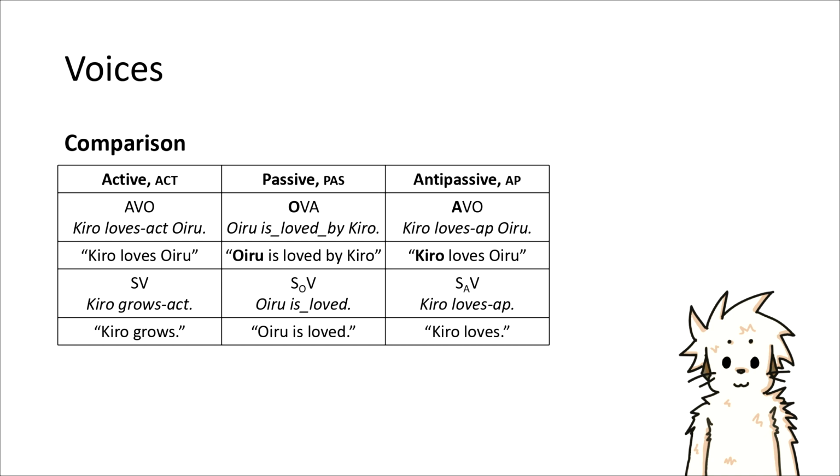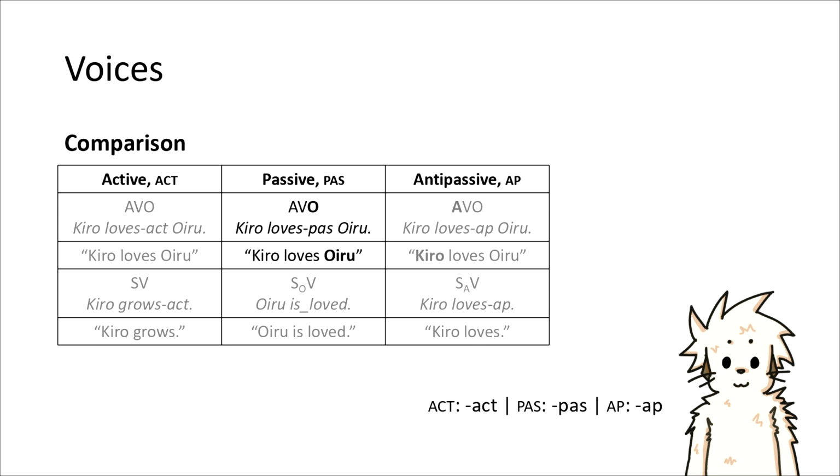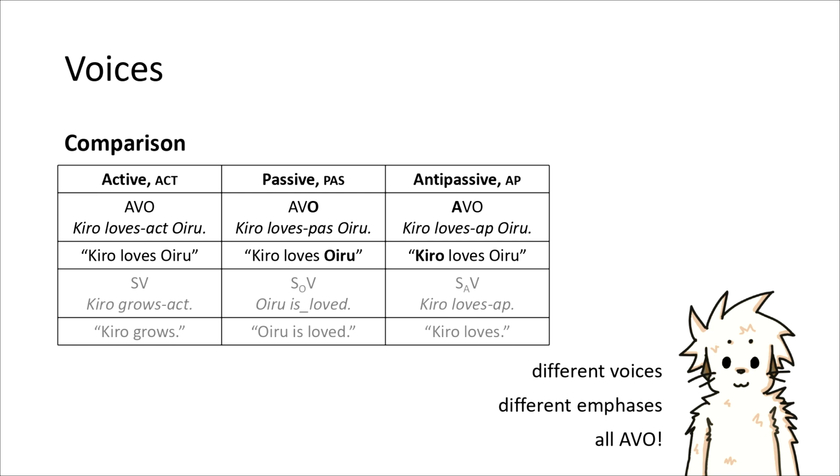Some of you might still ask, what about the word order? Well, different voices can have different word orders, but they don't have to. You know how I gave English analogies for the active voice and the antipassive voice? I can also give one to the passive with the suffix pass. With 3 analogies, this makes every single English voice have the same word order, and yet they're still emphasizing different arguments.